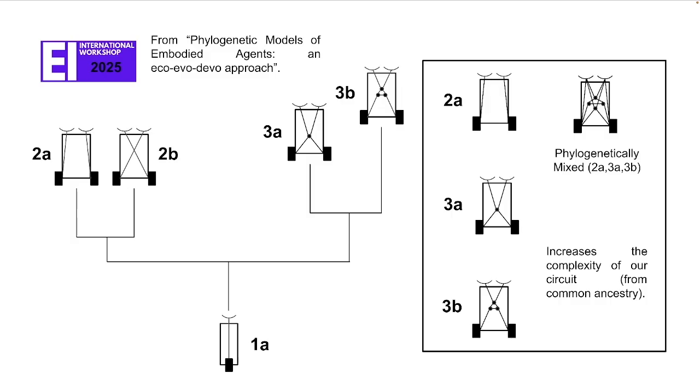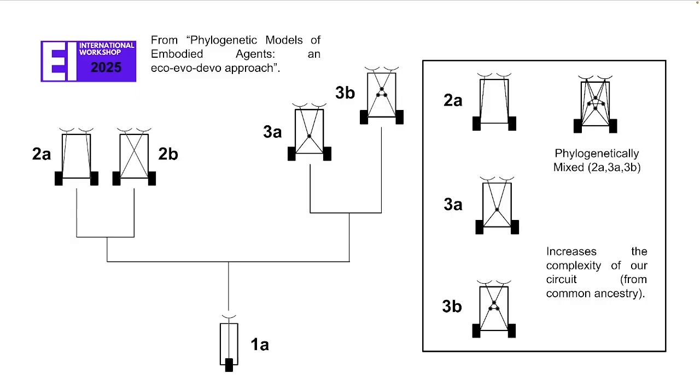So again, if we go back to our work that we presented at the Embodied Intelligence Workshop in 2025, we presented this work on phylogenetic models of embodied agents, an eco-evo-devo approach. In this work, we evolved or showed phylogenies of Braitenberg vehicles, with vehicle 1A being the common ancestor, and then evolving into two lineages, or two clades, one of vehicle 2 and one of vehicle 3. And so that's our starting point here.